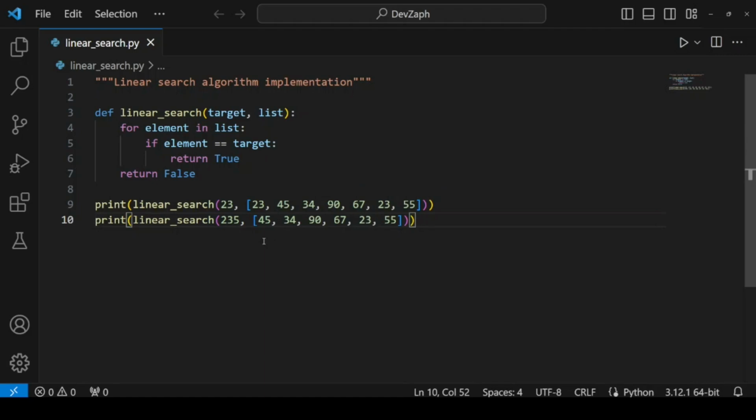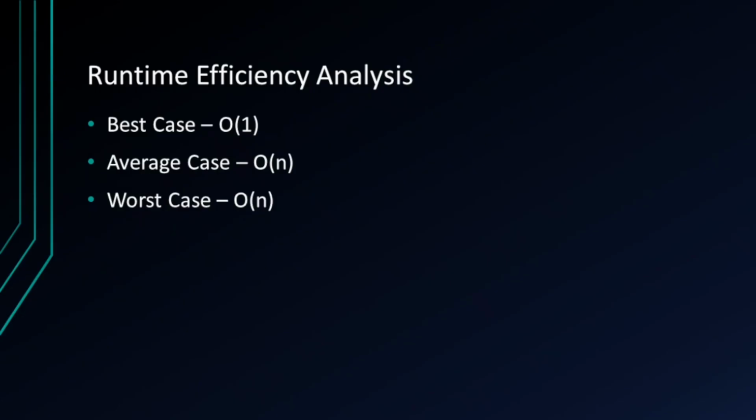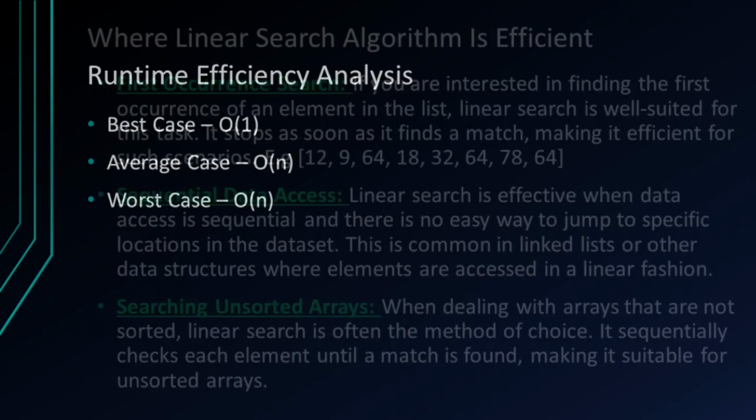And then for the average and the worst case scenario, linear search algorithm runs in O of n because it will make approximately n comparisons to find this 23 in this list over here. And for this 235, it will also make n comparisons to try to find whether it exists in this particular list or not.